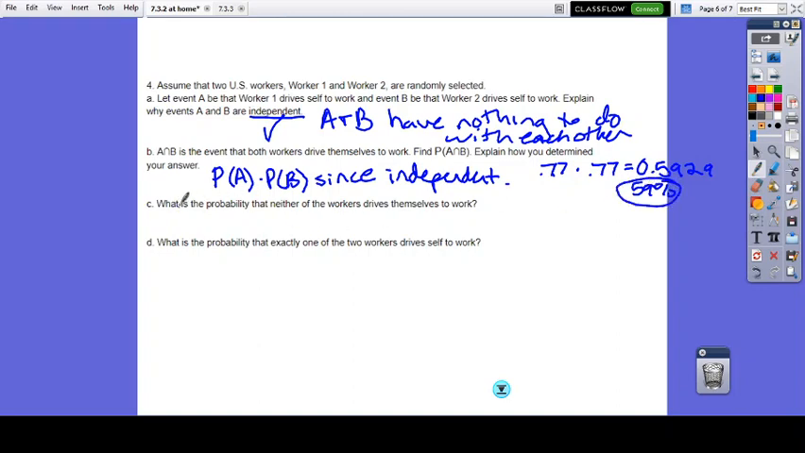What's the probability that neither of the workers drives themselves to work? So we're saying the first person does not, 0.23, and the second person does not, 0.23. Again, 1 minus the 0.77 gave us the 0.23 that they're not driving themselves to work. This comes out to 0.0529, so about a 5% chance that neither of them is driving themselves to work.